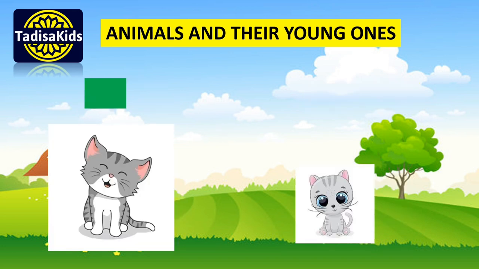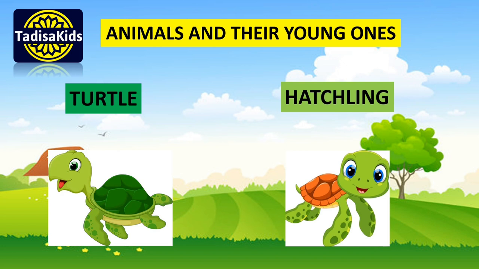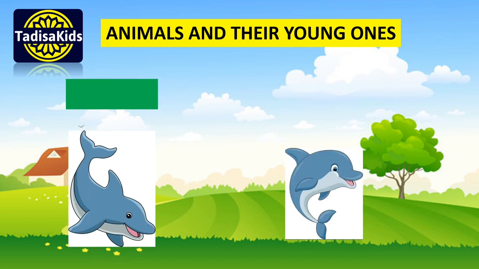Cat. Cat baby is kitten. Turtle. Turtle baby is hatchling. Giraffe. Giraffe baby is calf. Dolphin. Dolphin baby is calf.